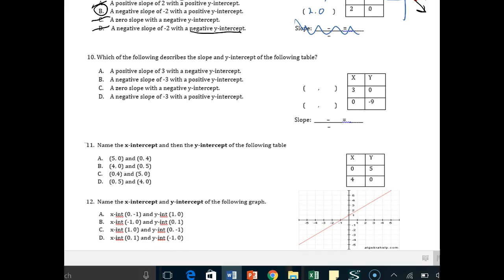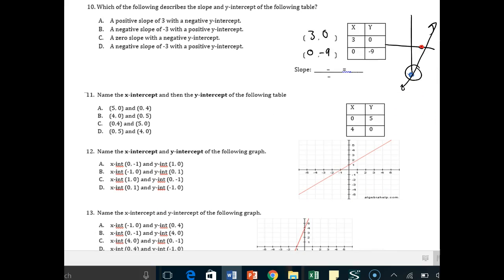Number 10 again, just plug the points right in here. Use the slope formula to find the slope. And then if I were you, I'd also plot this. 3, 0 would be about right there. There's your x-intercept. And 0, -9, it would be all the way down here. Just an estimate. And then you'd have a slope line that looks like that, but you've got to figure out the slope. Obviously, in this case, you have a negative y-intercept, right?